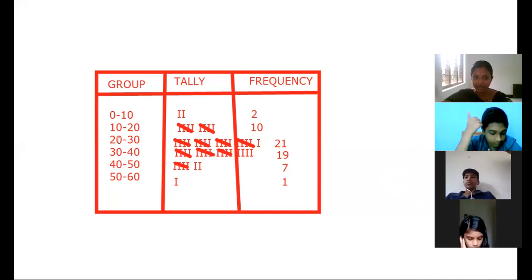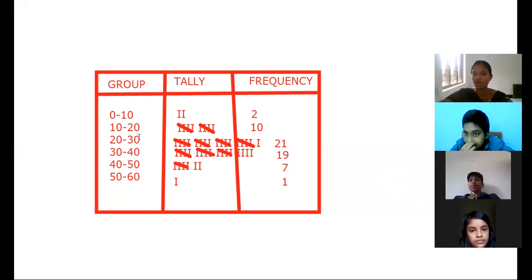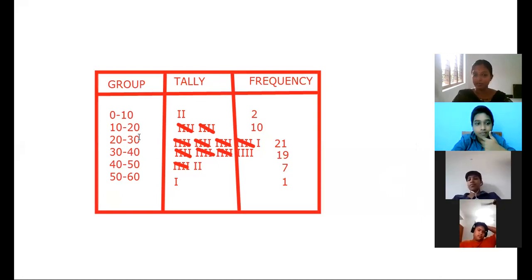Similarly, we can count how many observations are there in between 20 and 30. For finding that value, you just look at your observations and count how many numbers are there in between 20 and 30. 30 is not included, that is in between 20 and 29. Similarly, we can find the number of observations, and according to the number of observations, we can mark the tally, and hence we can write the frequency.